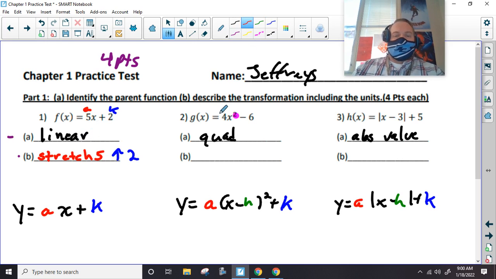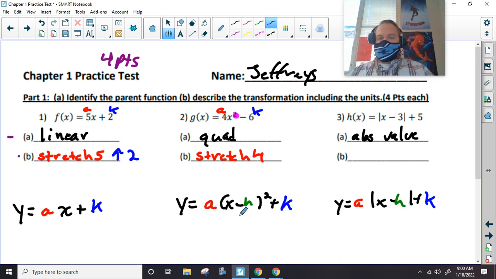All right. This also has an A. It's 4. So this is a stretch of 4. And this has a K. It doesn't have an H because H would normally be in there with the X. There's not a number. So we just have a K. This is down 6.